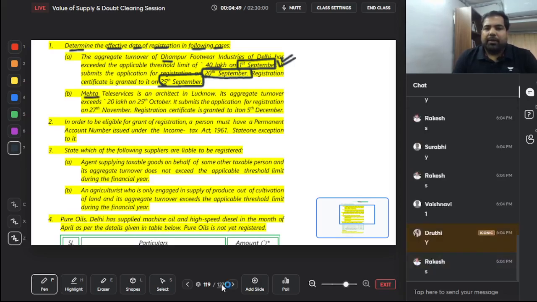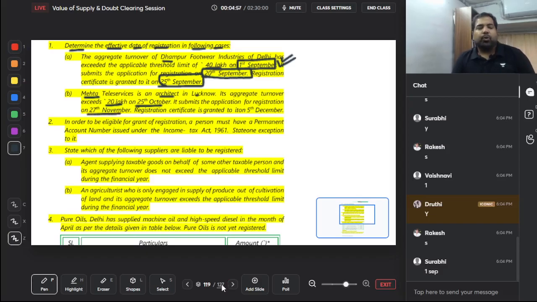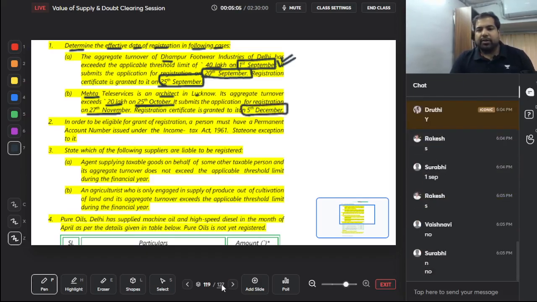Next, Mehta is an architect in Lucknow. Its aggregate turnover exceeded 20 lakhs on 25th October. Submits the application on 27th November. Are you proactive, guys? No, you are not proactive. Then in that case, will you get an earlier effective date? No, your effective date is 5th December.